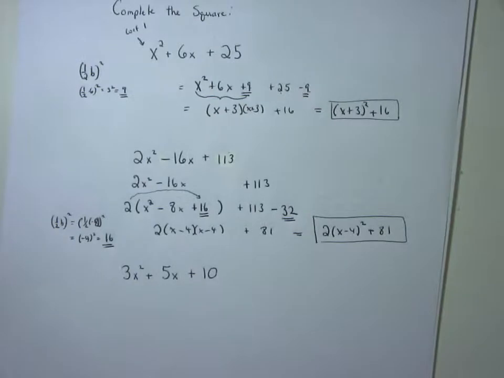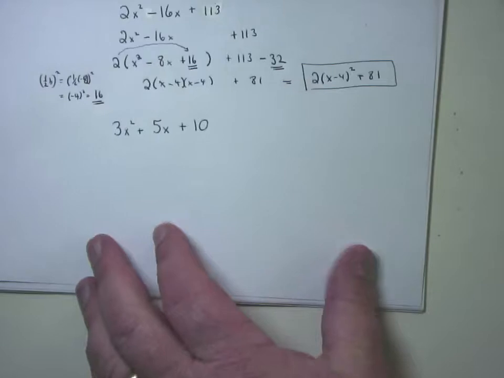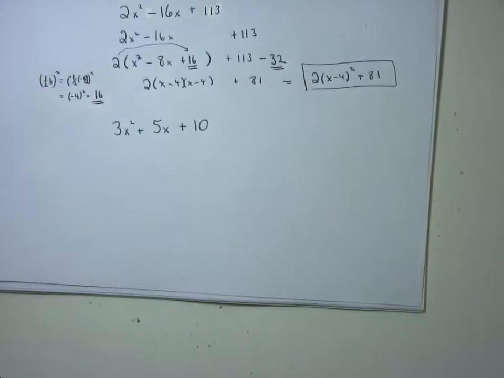But you see, the problems I make up and put in my own notes have nice numbers. You guys are going to be dealing with WebWork, crappy numbers. So I just made up something with crappy numbers to see if you guys can handle it. Here's another quadratic, 3x squared plus 5x plus 10. I want you guys to complete the square so we can turn this thing into that u squared plus a squared look.